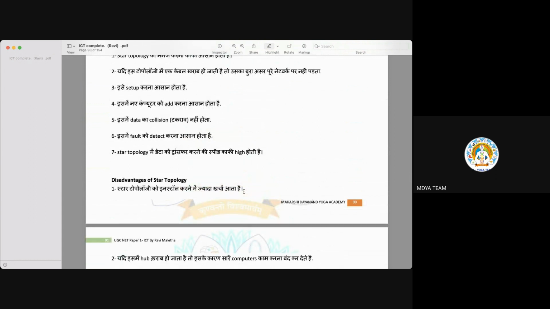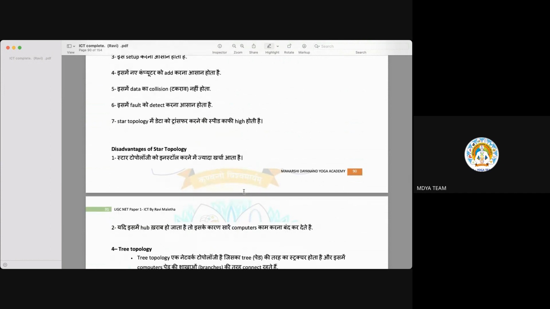Now, disadvantages: the installation charges are more in case of star topology. And if there is any problem in the hub, then the work of all the computers will get affected.